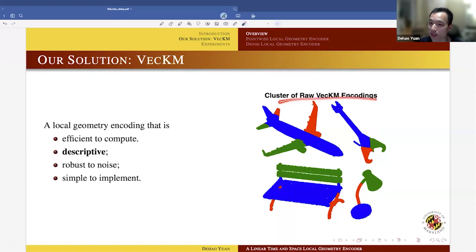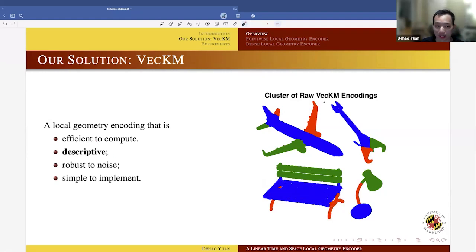If we see the clustering of the raw vectam encoding, our method, I named it vectam. It stands for vectorized kernel mixture, and I will introduce why it is named like this. Basically, if we cluster the raw vectam encoding, you can see it already gives you a very nice clustering of the geometries. For example, this is a plane, and they are clustered together. And this is the leg of the chair, clustered together. So as you can see, our encoding is very descriptive.